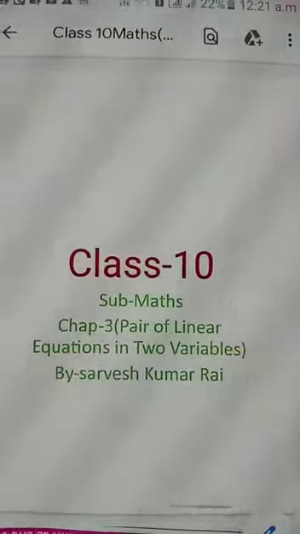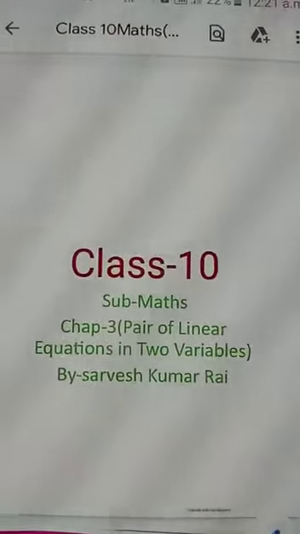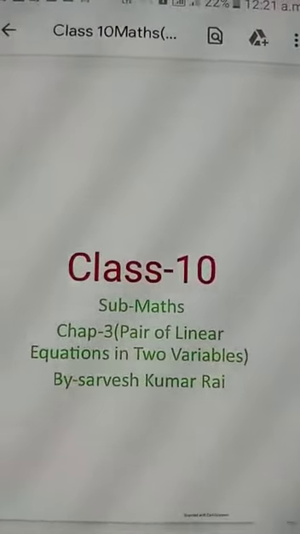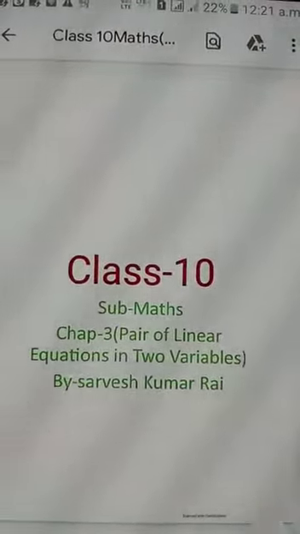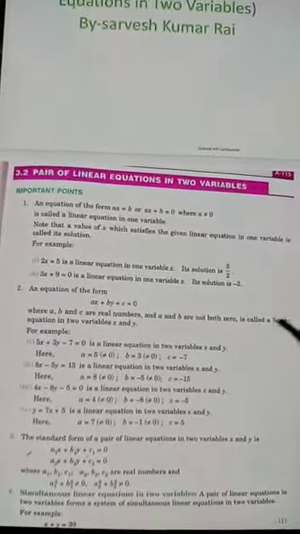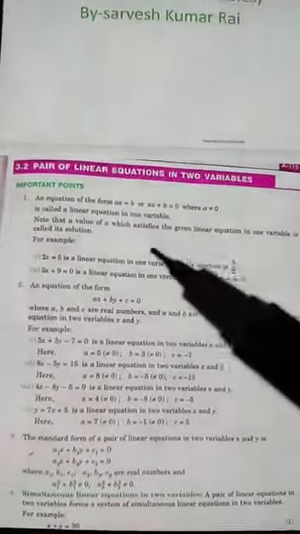Hello students, today I will discuss a new chapter of class 10th mathematics, pair of linear equations in two variables. First I will discuss some important points on pair of linear equations in two variables.